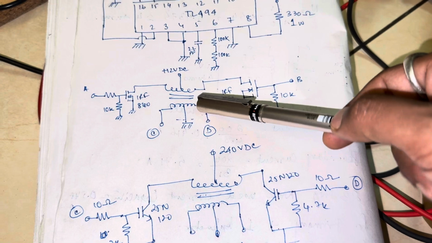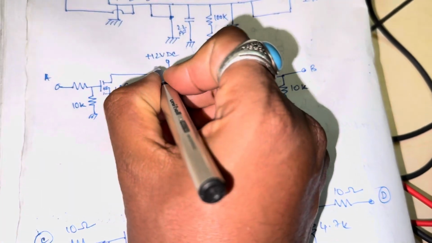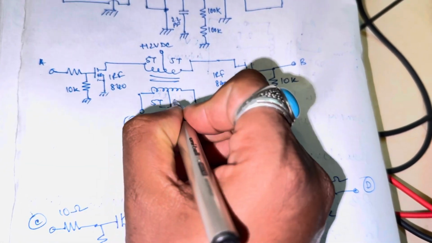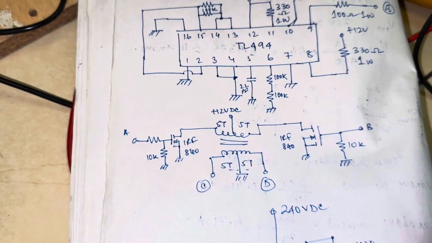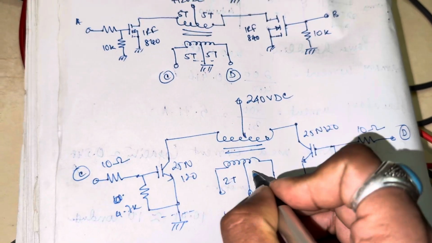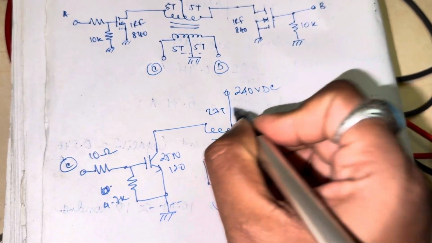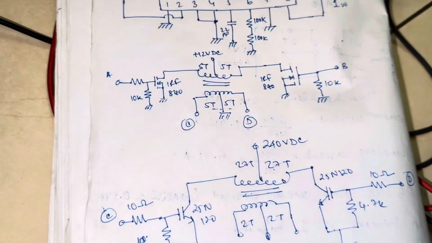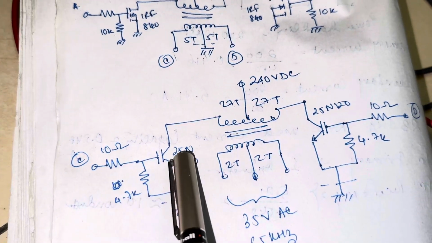From the pulse transformer, here I need to mention this is 5 turns of copper wire. This is 5 turns. This is 5 turns. This is 5 turns. So all the 4 windings are 5 turns each. And here you can see this winding is 2 turns. This winding is 2 turns. This winding is 27 turns. This is 27 turns.